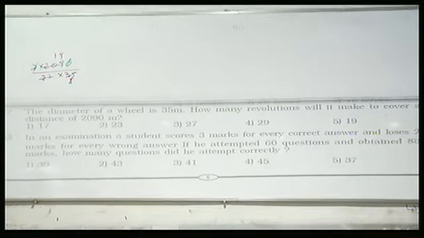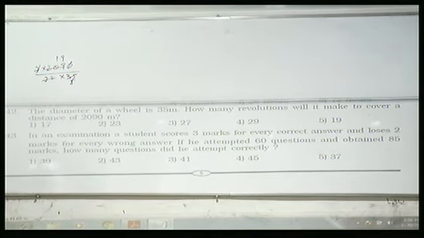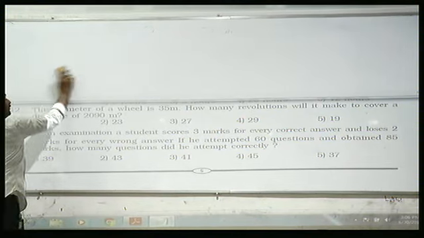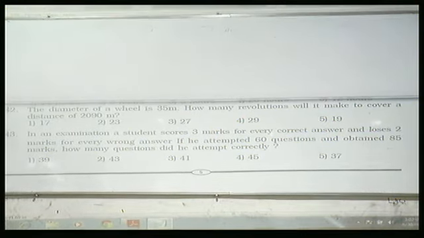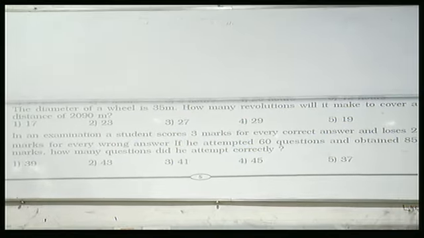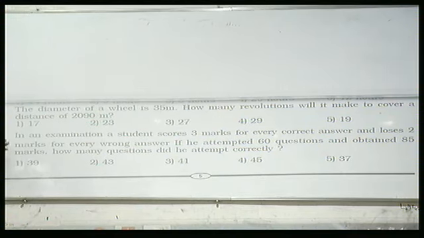Next, 43. In an examination, a student scores 3 marks for every correct answer and loses 2 marks for every wrong answer. If he attempted 60 questions and obtained 85 marks, how many questions did he attempt correctly?